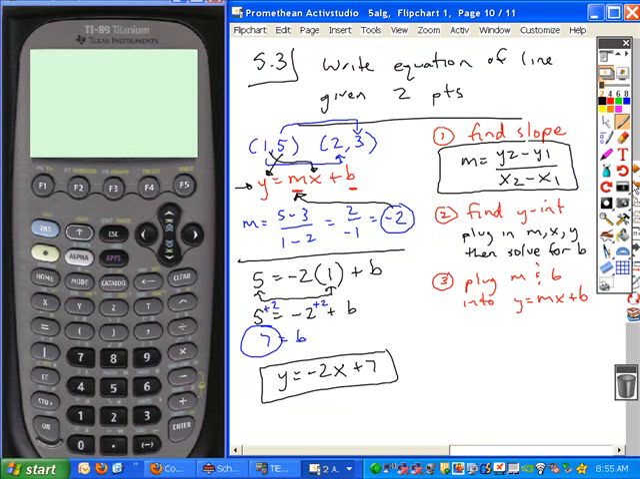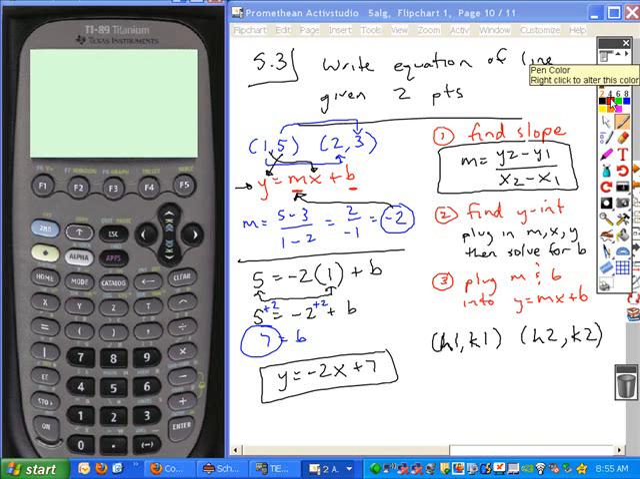Okay, let's say our 2 points are H1, K1, and H2, K2. Again, remember, we can't program our calculator with Y1, Y2 because that's already assigned a value in your calculator. So we'll use H and K to represent these.